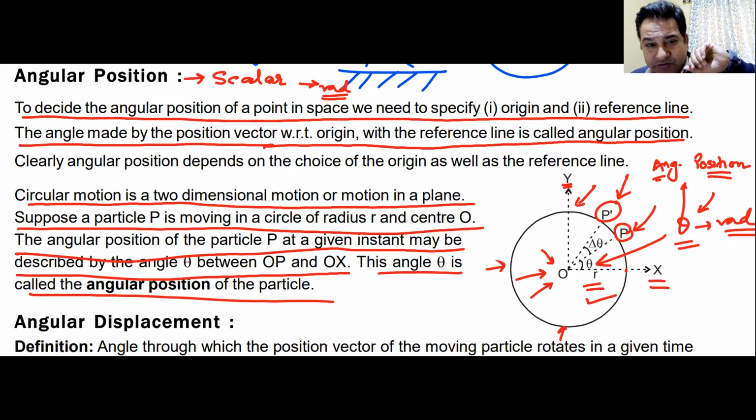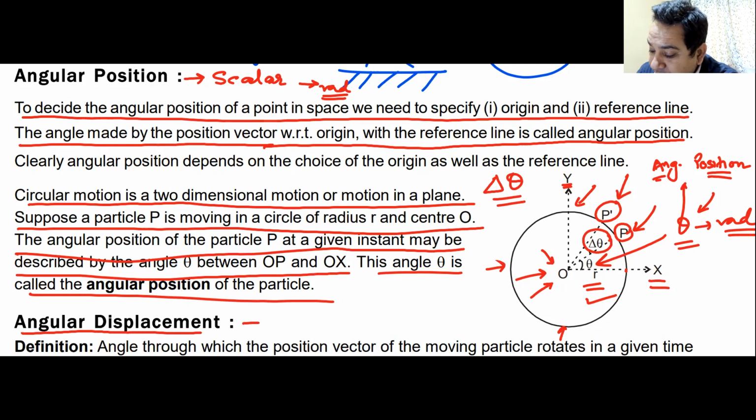Here, the position has also changed. I cannot call it displacement vector. It has changed. Change is always given by delta. Delta theta. Delta means change. Theta means angle. Delta theta means change in angle, change in angular position. And that change in angular position is known as angular displacement. So angular displacement is the next term, which is change in angle or change in angular position, which is final angular position minus initial angular position.